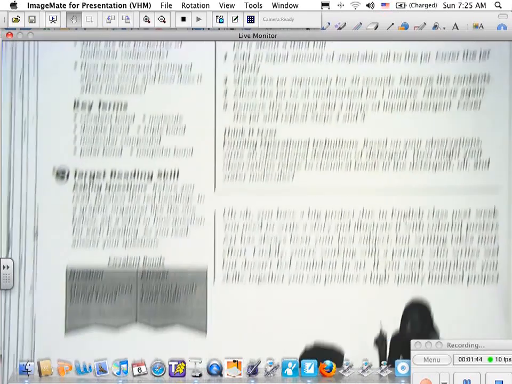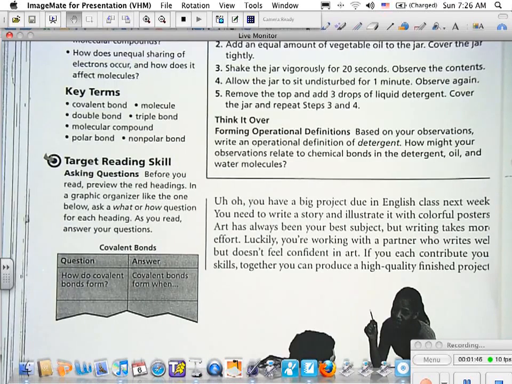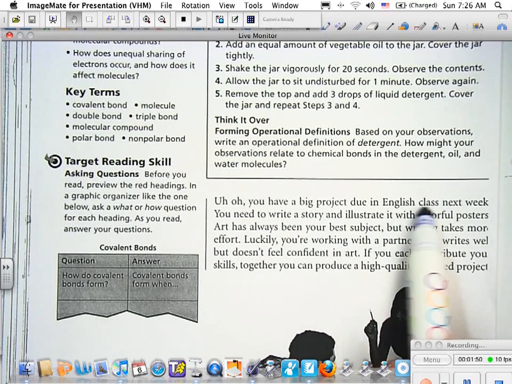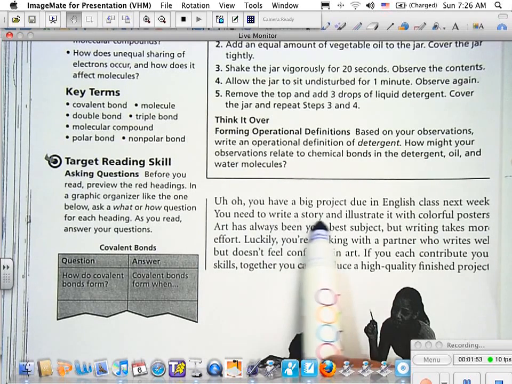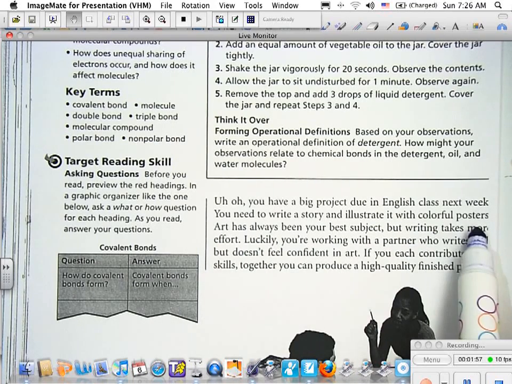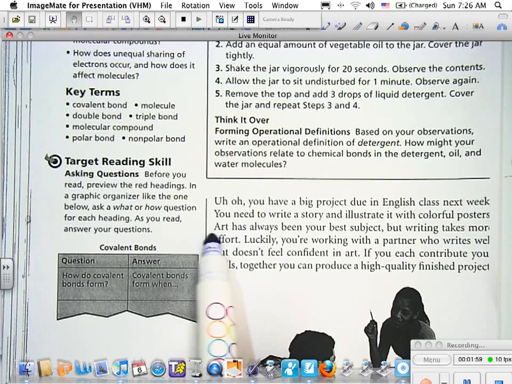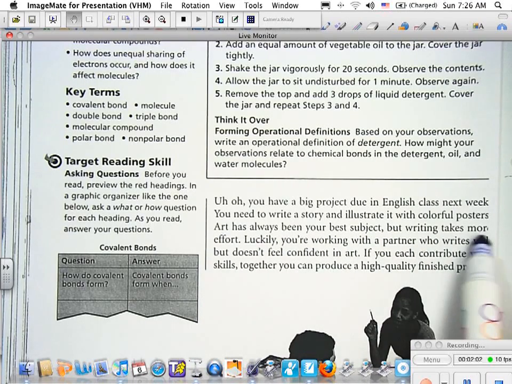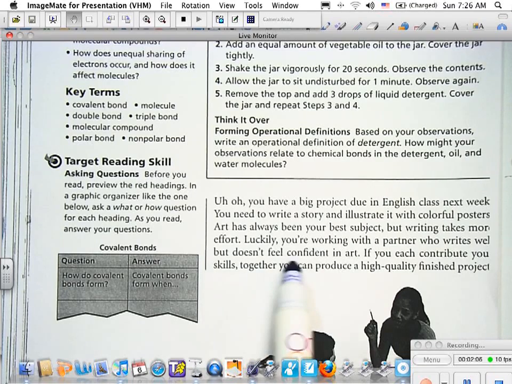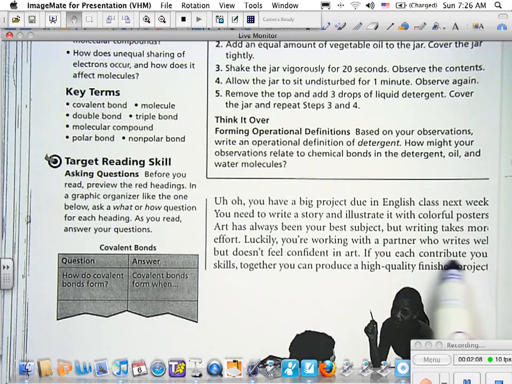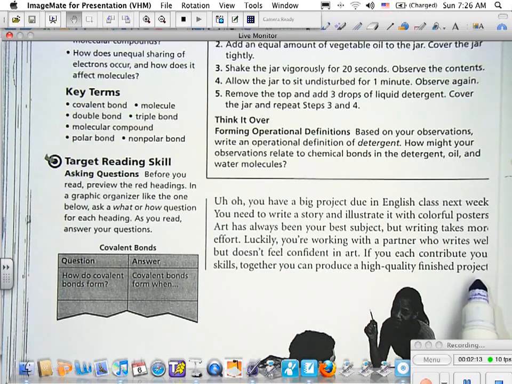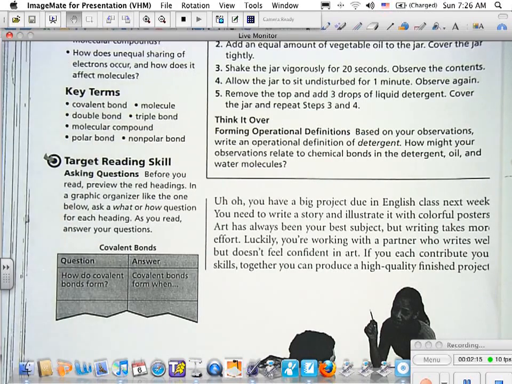Okay, check it out. Covalent bonds. Follow along. Uh-oh. You have a big project due in English class next week, and you need to write a story and illustrate it with colorful posters and art. Sorry, art has never been your best subject, but writing takes more effort. Luckily, you're working with a partner who writes well but doesn't feel confident in art. If you each contribute your skills, together you can help produce a high-quality finished project. Next page.